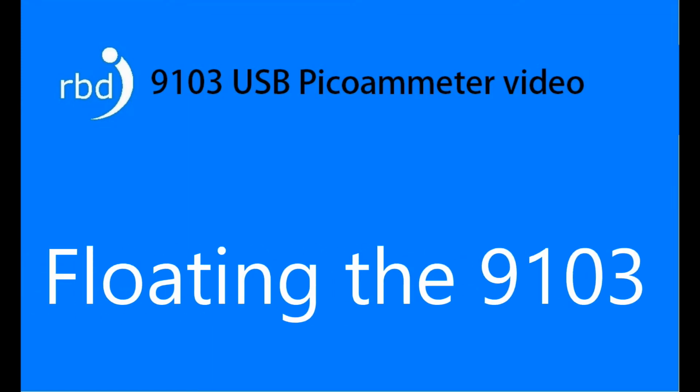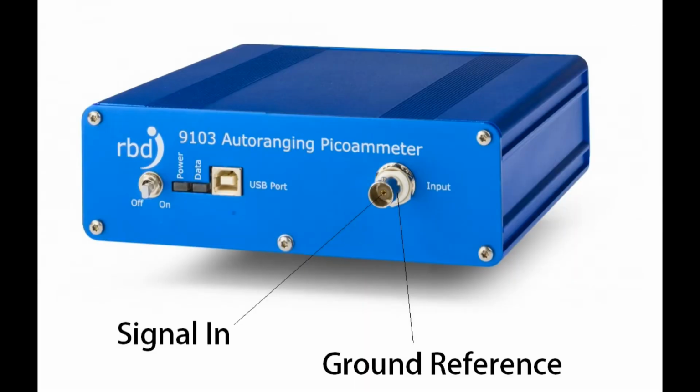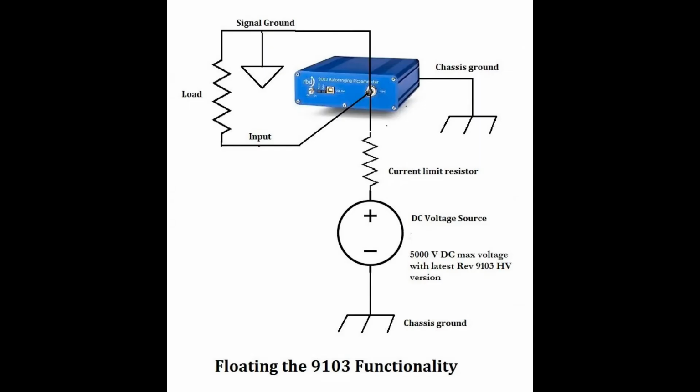This video shows how the high voltage version of the 9103 can float up to plus or minus 5,000 volts DC. Floating means that the signal reference is at some value other than ground potential. The standard 9103 is referenced to the outer cylinder of the BNC connector, which is typically at ground potential. This schematic shows the functionality of how, when floating, the BNC connector is connected to the high voltage source.